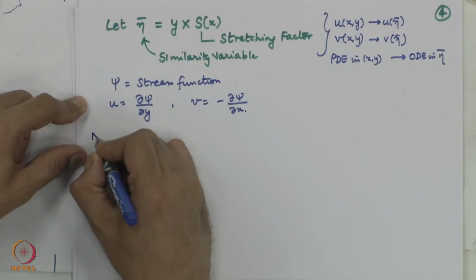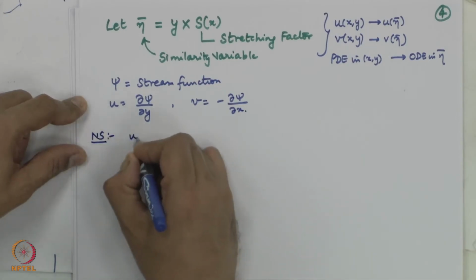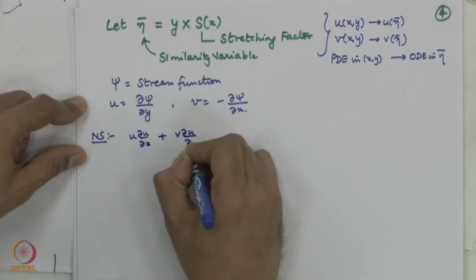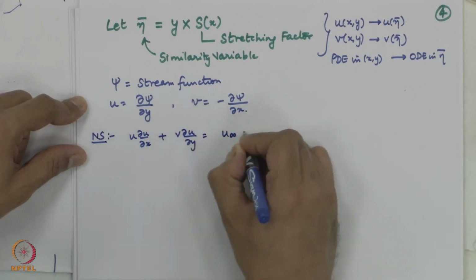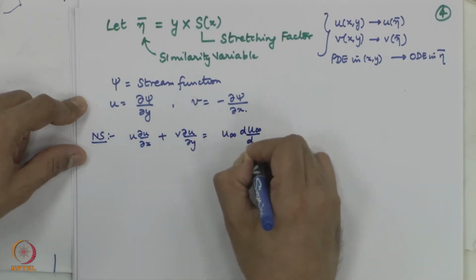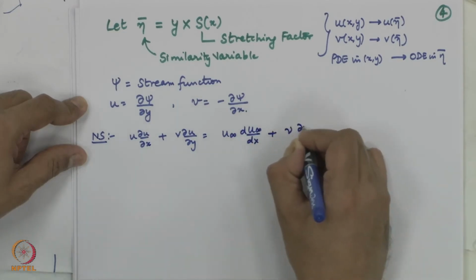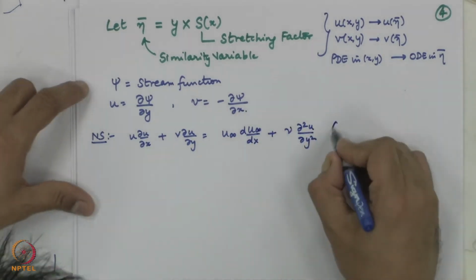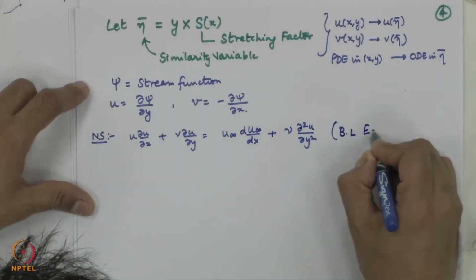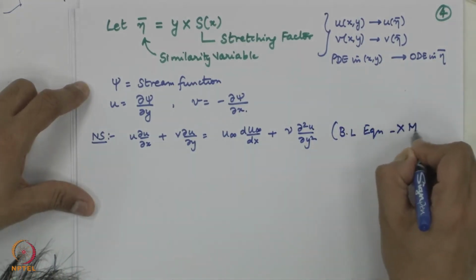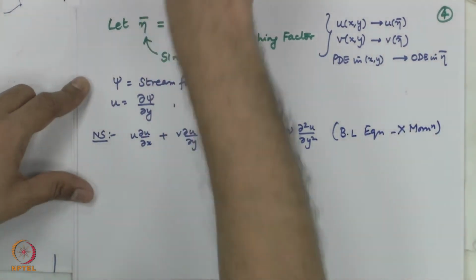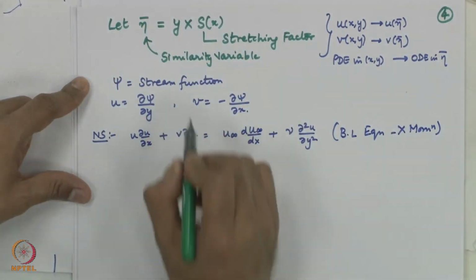So, what are my boundary layer equations? We have u du by dx plus v du by dy is equal to u infinity du infinity by dx plus nu d squared u by dy squared. This is your x momentum boundary layer equation. This was derived earlier. Now we want to write everything in terms of this stream function.